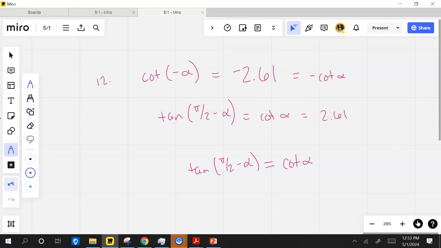It's asking for cosecant and cosine. If secant is negative, that means cosine's negative. So that's really what they're telling you.